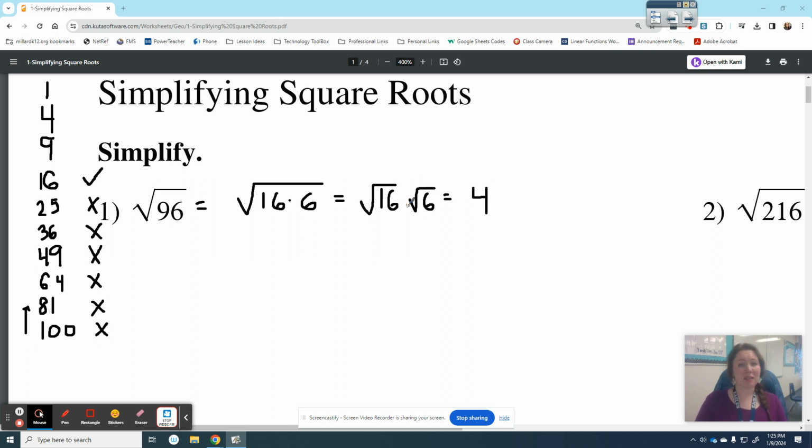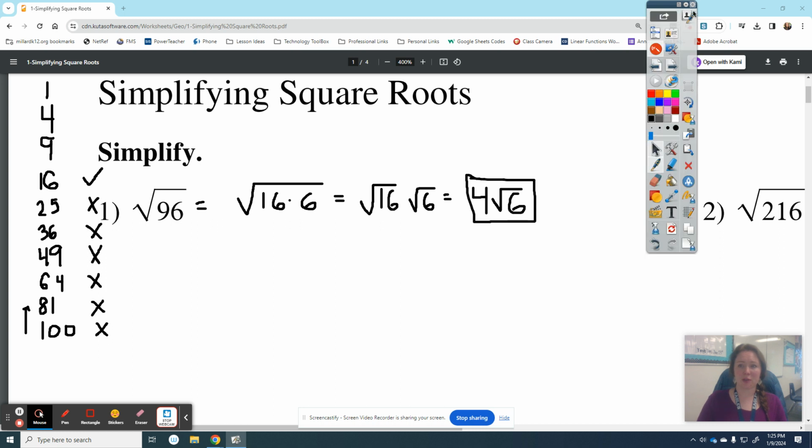The square root of 6 is not a perfect square. So if I typed that in the calculator, it will give me a long decimal. And our goal is not to have any decimals. So I literally just write square root of 6 next to it. And our final answer is 4 root 6. That means 4 times the square root of 6. That's how we simplify our first question.